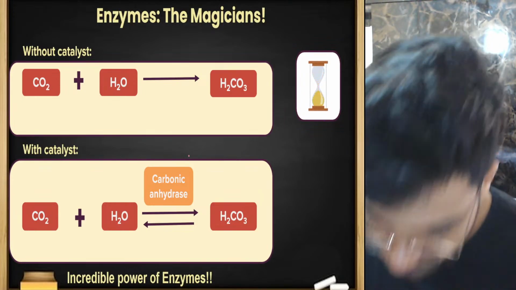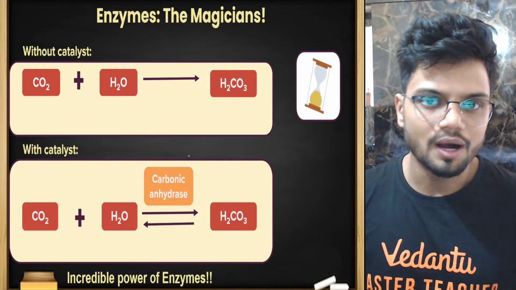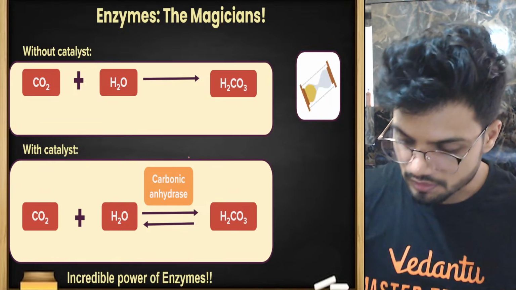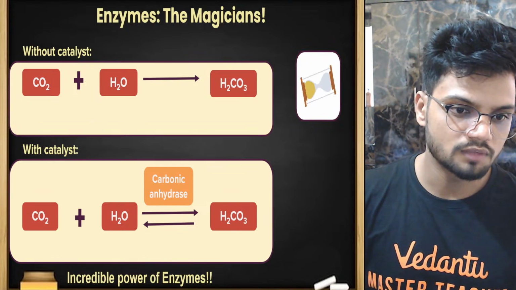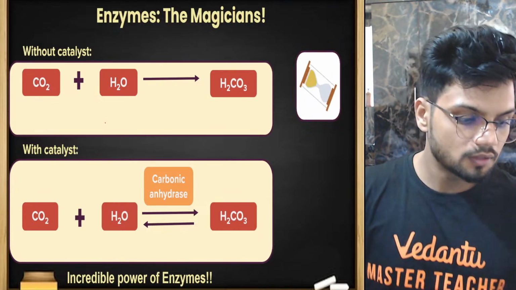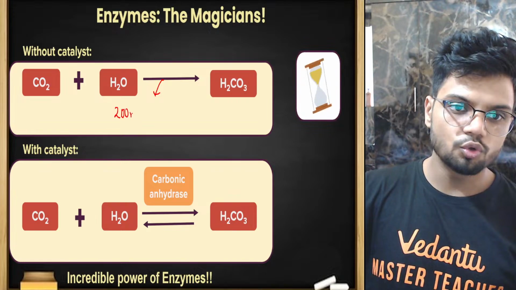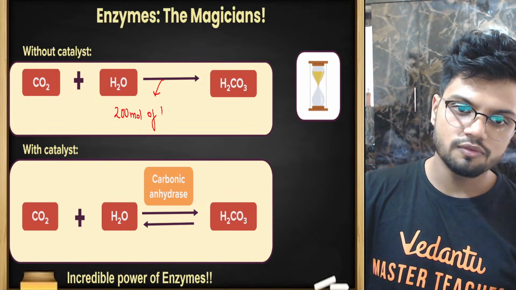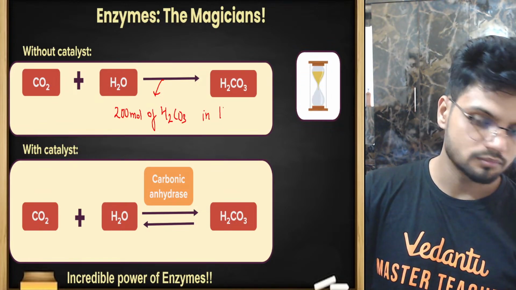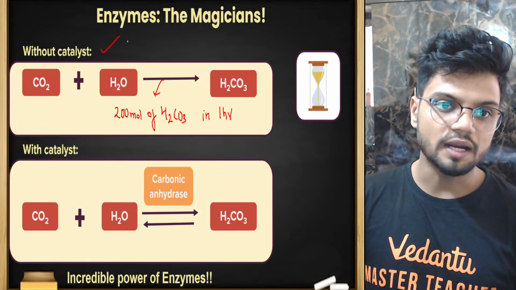Now all of you are aware that enzymes can make a reaction faster, but how fast? Understand the concept now. Here we have a simple reaction: CO2 plus H2O will give you H2CO3, carbonic acid. Now this reaction is happening, and we are getting 200 molecules of H2CO3 in 1 hour. It is fast, but this is without a catalyst.